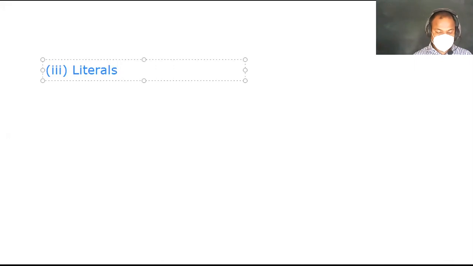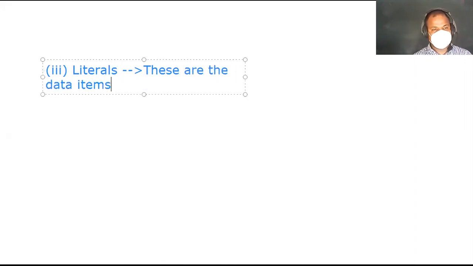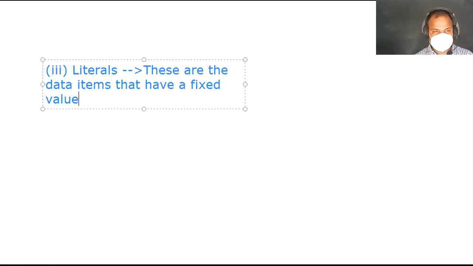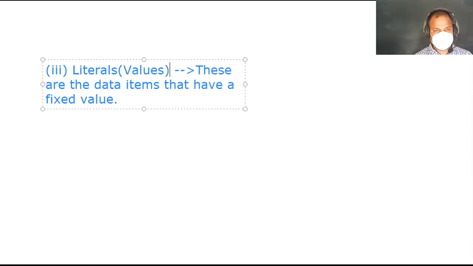So what are literals? These are the data items that have a fixed value in them. Let me write it here: these are the data items that have a fixed value. They are also known as values. So that is literals. These are the data items that have a fixed value. And how many types are there?